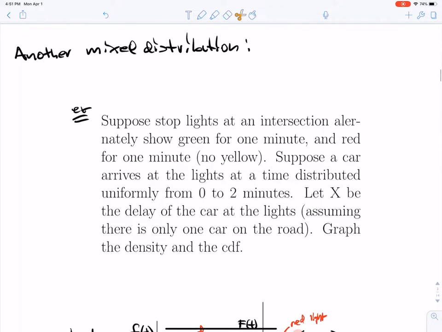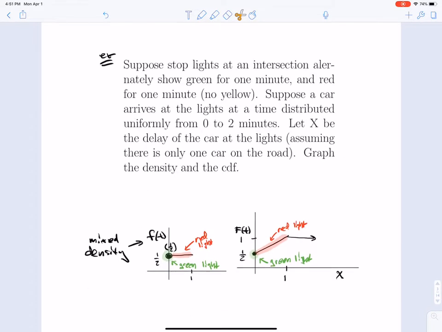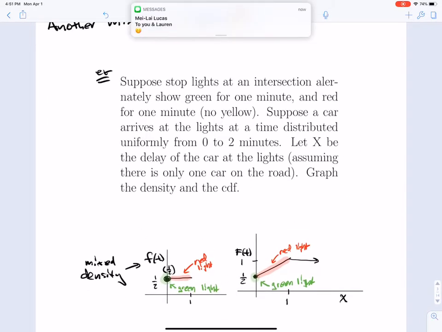I gave you some practice with another mixed distribution. So here, stoplights at an intersection alternately show green for 1 minute and red for 1 minute. A car arrives at the light at a time distributed uniformly between 0 and 2 minutes. In other words, if they arrive in the first minute, they get a green light. If they arrive between the first and the second minute, they get a red light. Now, X is the delay of the car at the lights. Graph the density and the CDF.